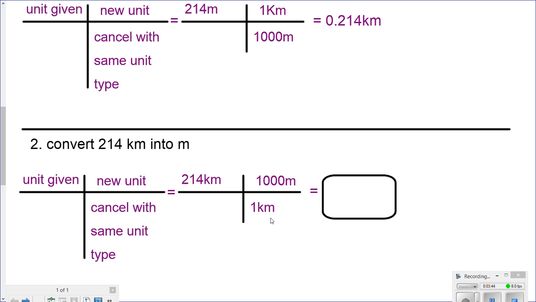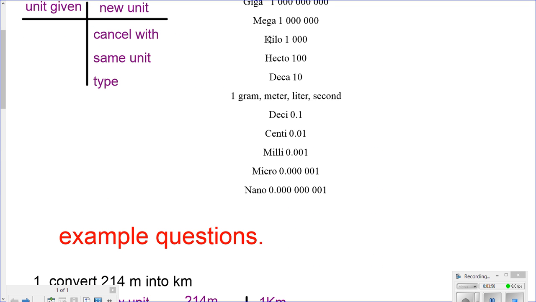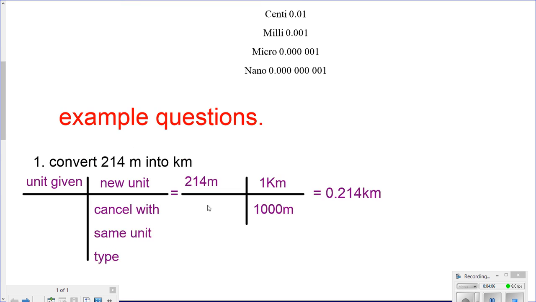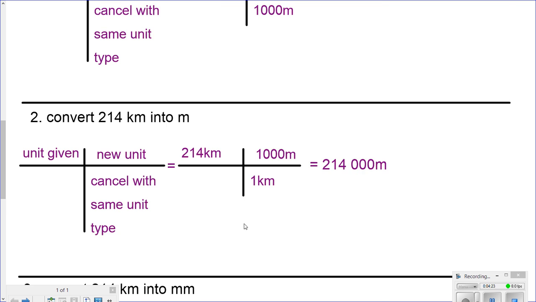Out of the two, the kilometer is higher than the regular base unit. So the bigger one keeps the 1. And the smaller unit, based on this chart over here, keeps the 1 with the zeros. So kilo is higher, that keeps the 1. When I plug that in, I end up with 214 times 1,000 divided by 1. The answer is 214,000 meters. Let's do 2 more examples.